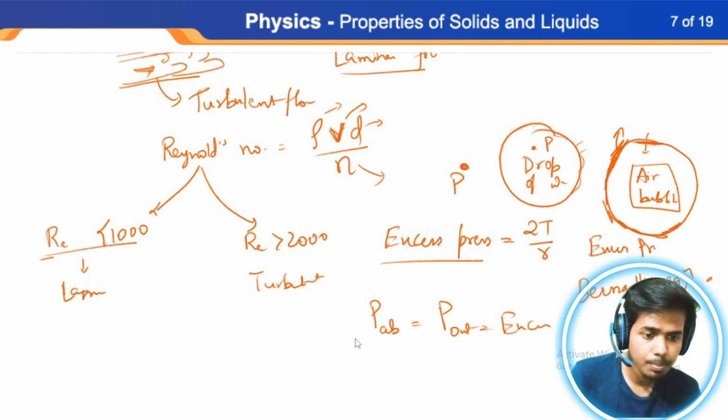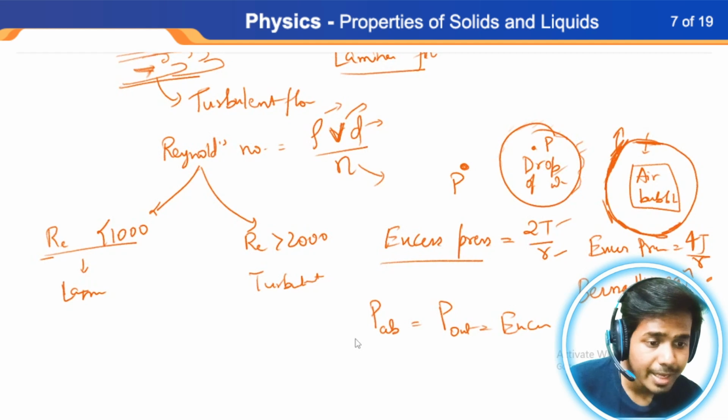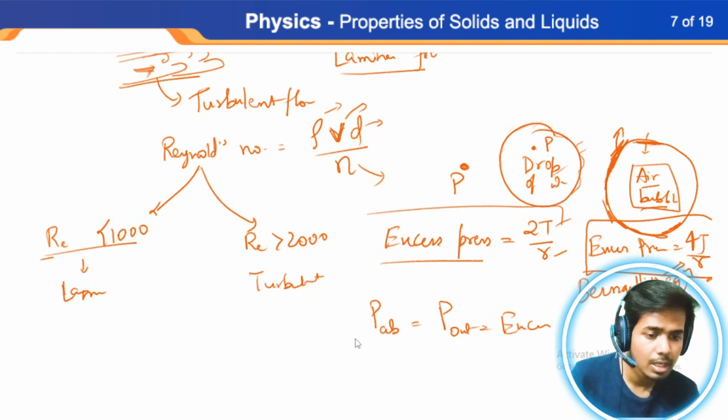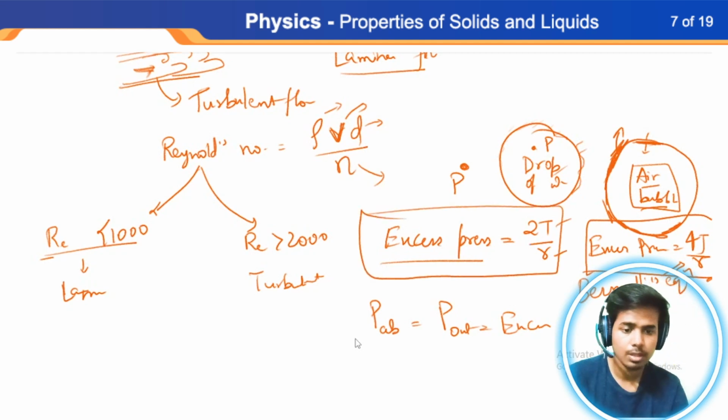The excess pressure is equal to 4T divided by R, where T is the surface tension and R is the radius of the drop or the radius of the air bubble in this equation. This is very, very important and very easy to remember as well. So please do remember this one.